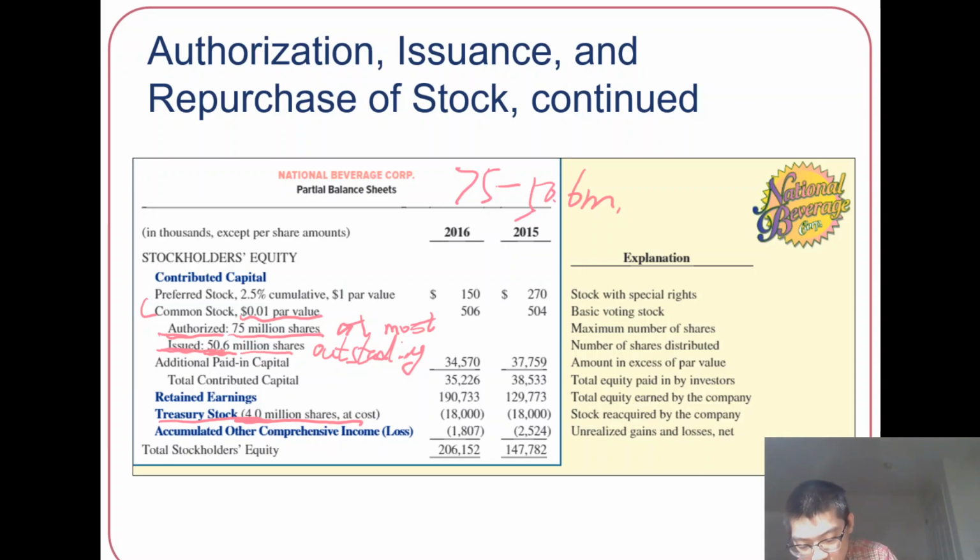Remember, treasury stock is something a company purchased back from the market and holds in the company. These 4 million shares are no longer outstanding shares. That means the issued 50.6 million shares doesn't include these 4 million shares bought back by the company.